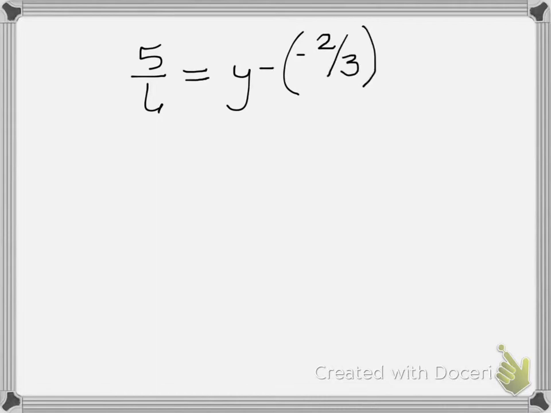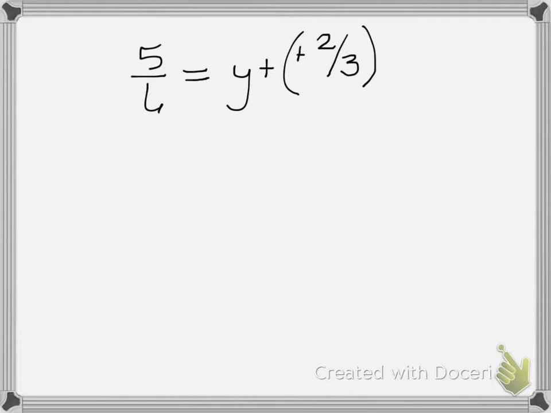Let's throw a fraction in here, mix it up a bit. So I have 5/6 is equal to y minus negative 2/3. Now let's think back to what we said about subtracting. Change the minus to a plus, change the sign of the next, then all you do is add them up as if it were a plus.